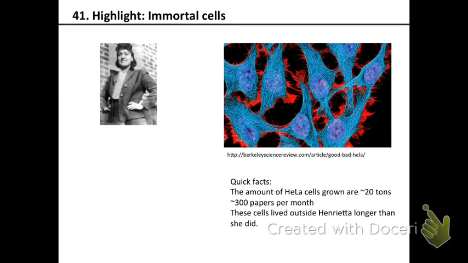All right, some quick facts about HeLa cells. The amount of HeLa cells that were grown across the world, because they're now sent all over the world, is about 20 tons. There's about 300 papers per month that use HeLa cells for their experiments. And in fact, Henrietta Lacks died quite young, so her cells lived outside her body longer than they actually lived inside her body.